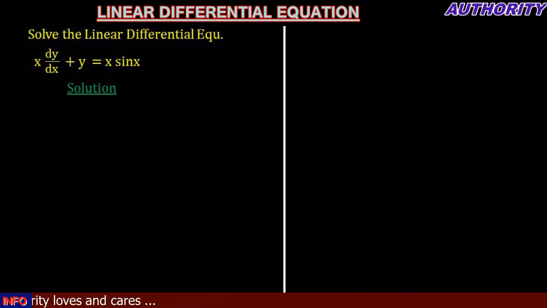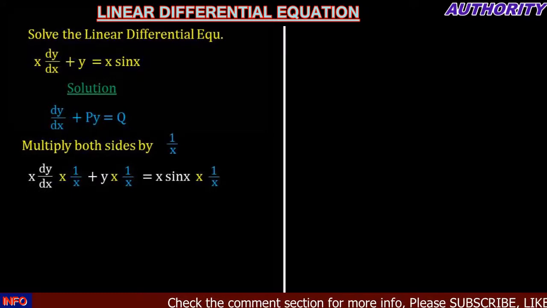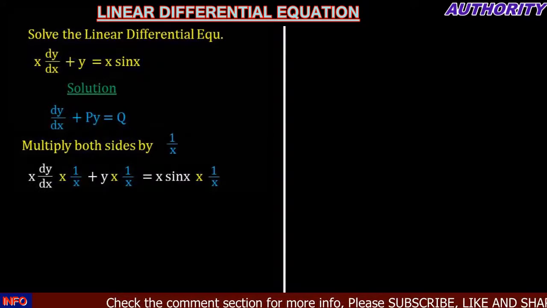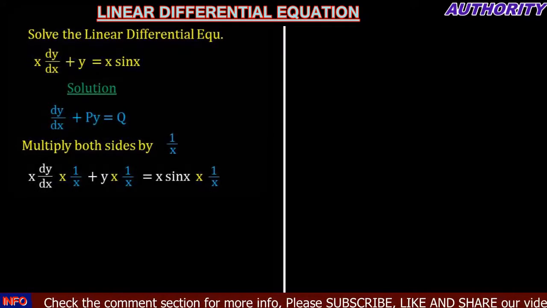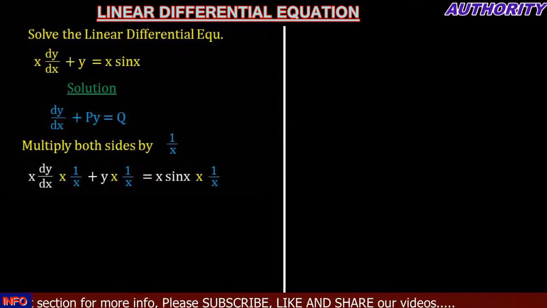What are we going to do? We want to make dy/dx stand alone. For us to make it stand alone, that means we multiply everything by 1 all over x, so that dy/dx will stand alone. So when we do so, we're going to have x dy/dx multiplied by 1 all over x plus y multiplied by 1 all over x equal to x sine x multiplied by 1 all over x.